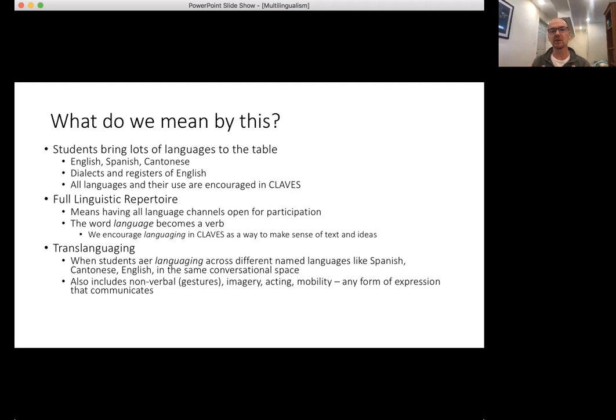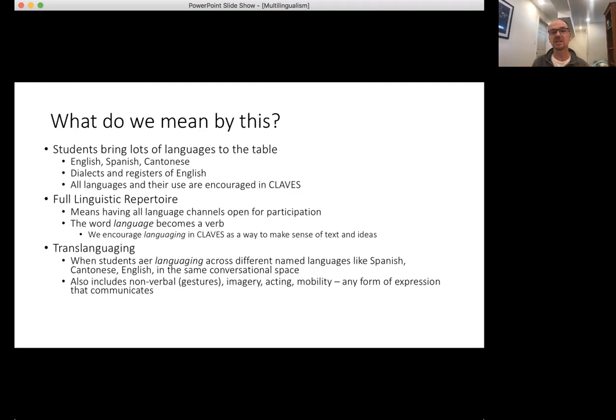So when students are languaging across different named languages like Spanish, Cantonese, and English in the same conversational space, they are translanguaging, right? But translanguaging isn't just language use, specific languages. It also includes nonverbals like gestures, imagery, students acting things out, moving around, any form of expression that's going to communicate understanding to the students with whom the other students are interacting.